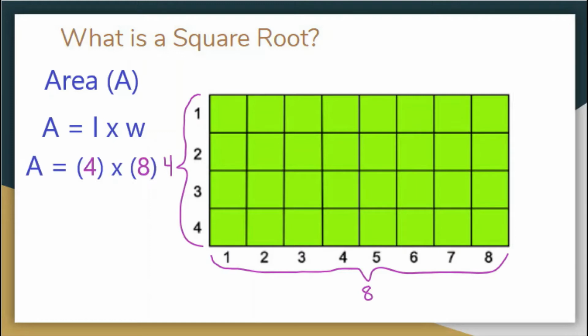So to find the area, I can do length times width, or 4 times 8. Well, 4 times 8 gives me 32. So the area of this rectangle is 32 units squared.